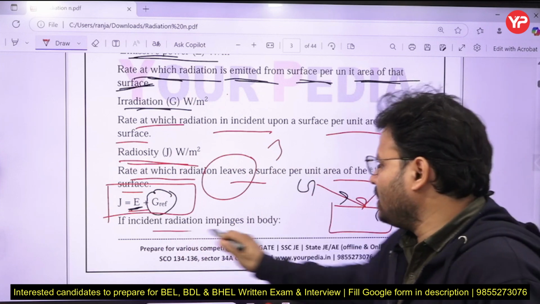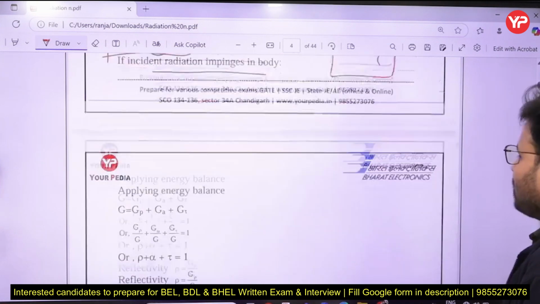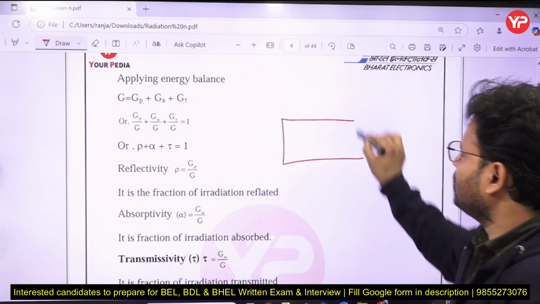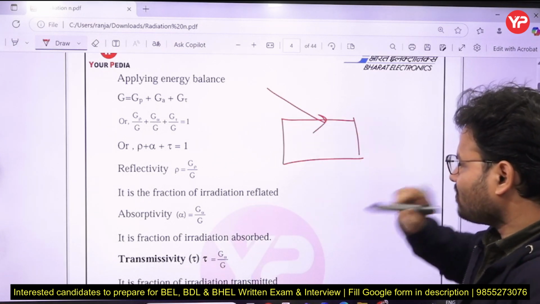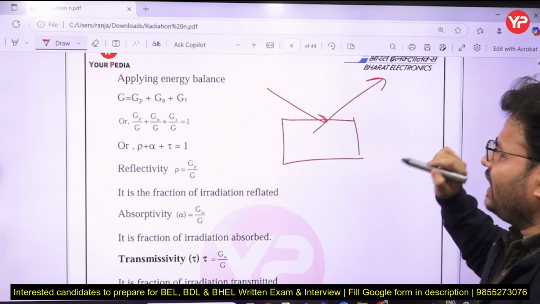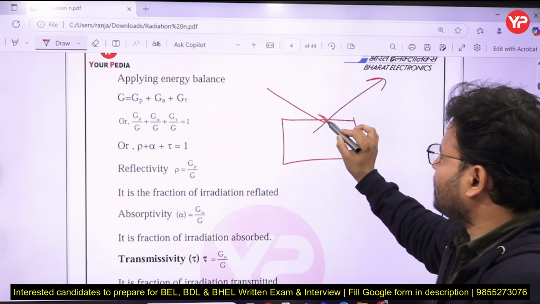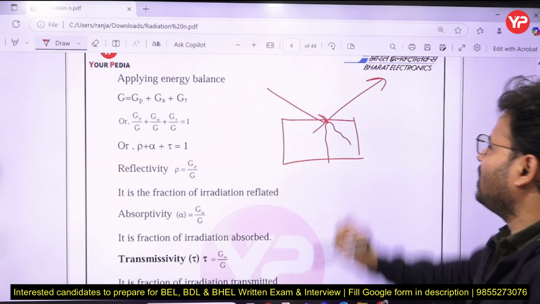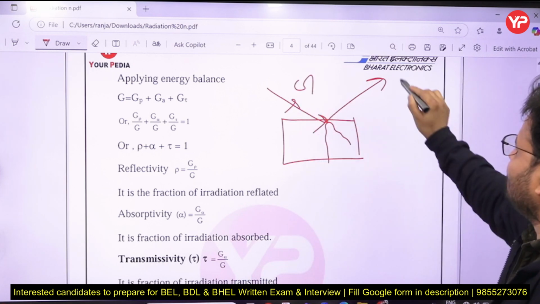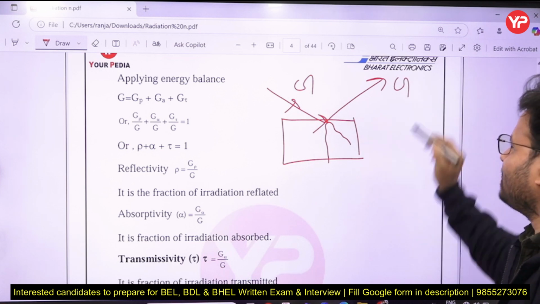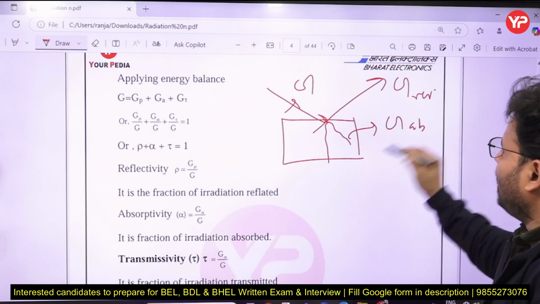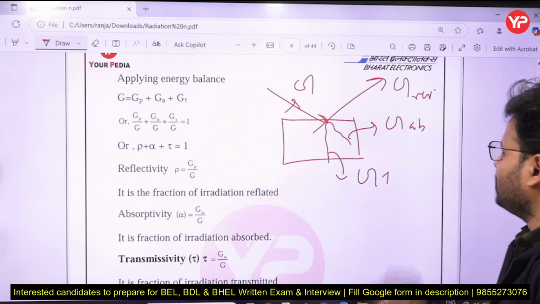Now, if incident radiation is impacting on the body, see here, that is one of the surfaces, right? This is the incident radiation, this is the reflected radiation, right? And some will be transmitted and some will be absorbed. So that is the incident radiation G, that is the part reflected back, this is something which is absorbed, and this is something which is transmitted.